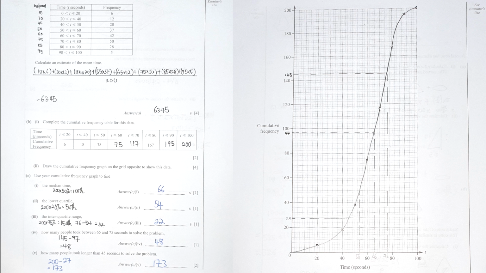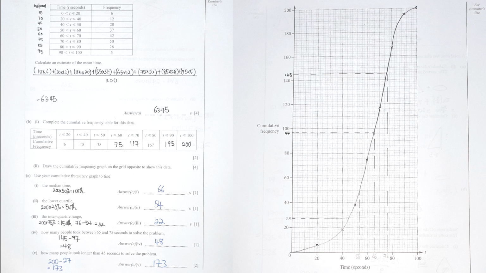After it has been drawn, you're now required to trace the median time. Median means 50%. So 200 times 50%, you should get the 100th. So trace it back through the graph, it should be 66. And for lower quartile, it's actually 200 times 25%, which is the 50th. So the 50th, you trace it back, it should be 54.